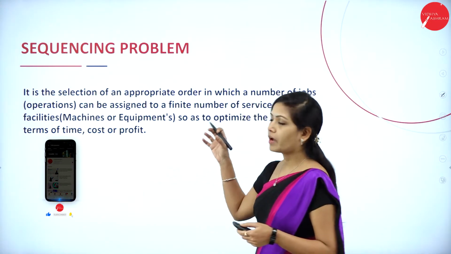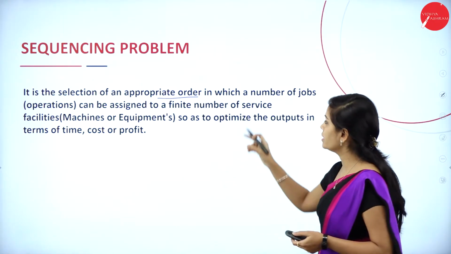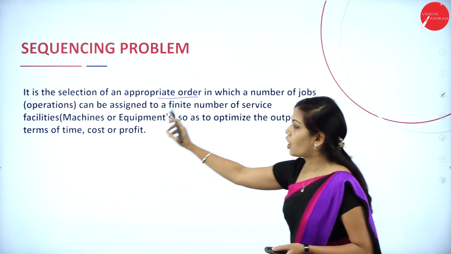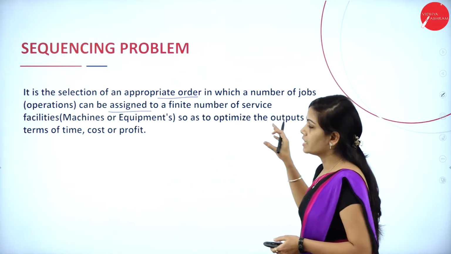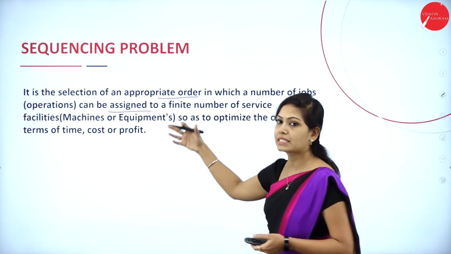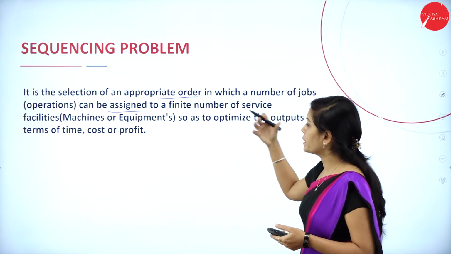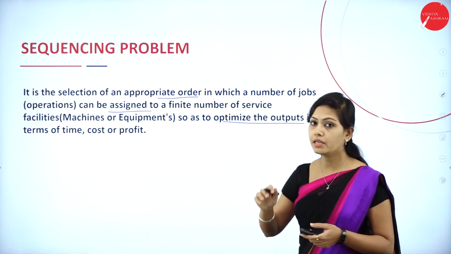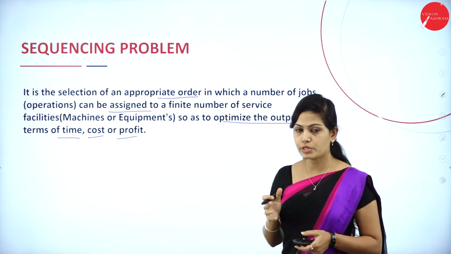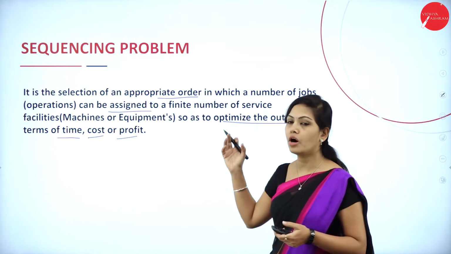It is a selection of an appropriate order in which a number of jobs, or operations, can be assigned to a finite number of services. In a sequencing problem, we can optimize the outputs in terms of time, cost or profit.